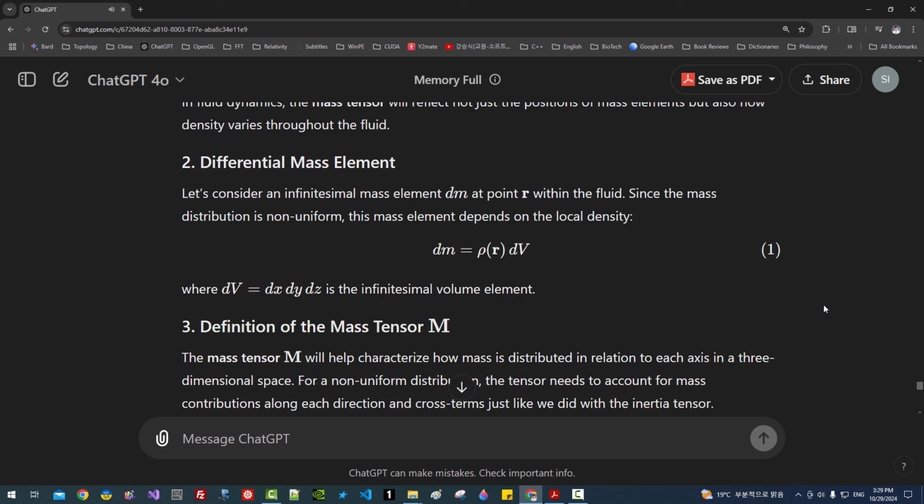2. Differential mass element. Let's consider an infinitesimal mass element dm at point r within the fluid. Since the mass distribution is non-uniform, this mass element depends on the local density. dm = ρ dV, (1), where dV = dx dy dz is the infinitesimal volume element.